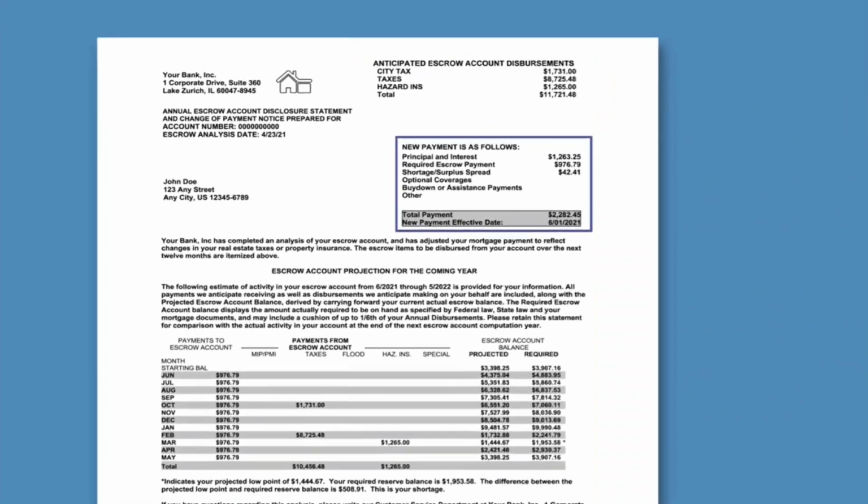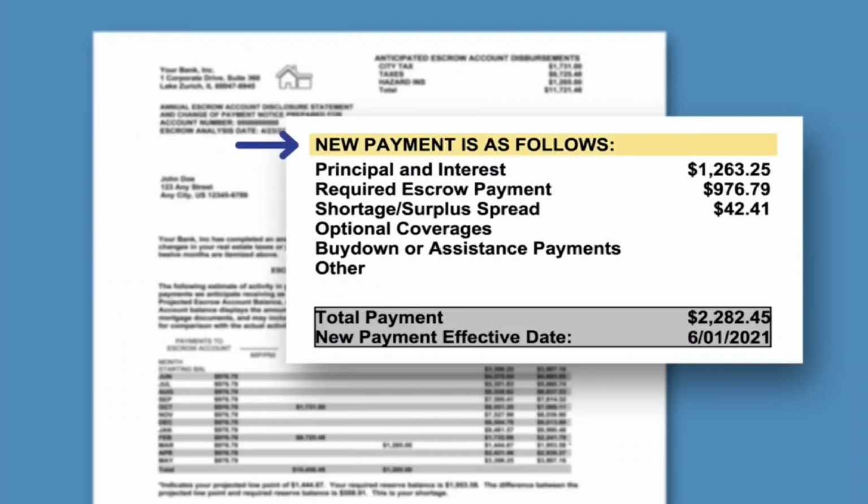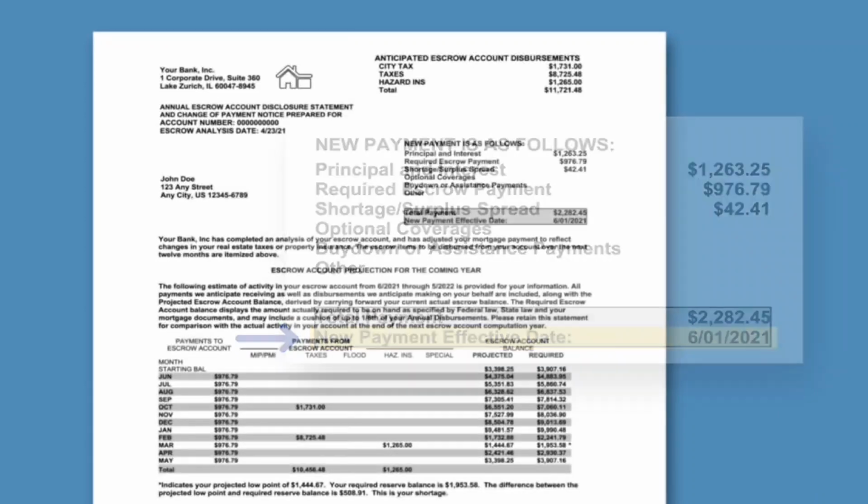In the upper right section of your escrow statement is an area titled New Payment is as follows. In addition to the monthly principal and interest payment amount, you'll see the new required monthly escrow payment amount, whether there's a shortage or a surplus in your escrow account, the new total monthly payment amount, and the effective date of the new monthly payment.